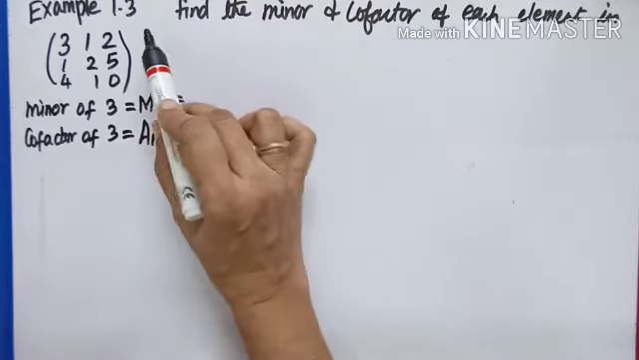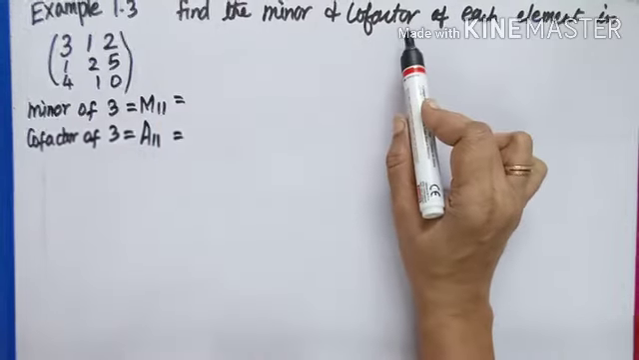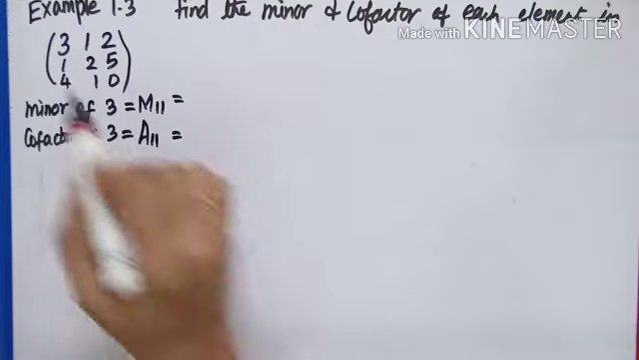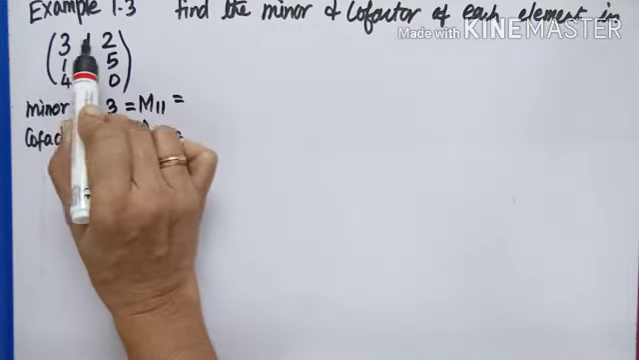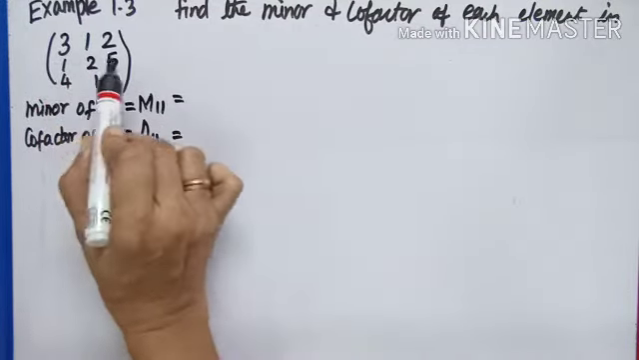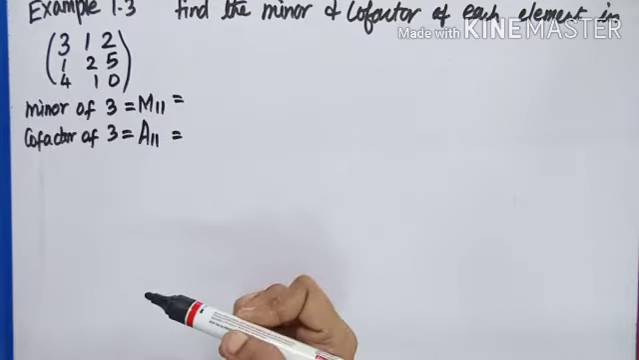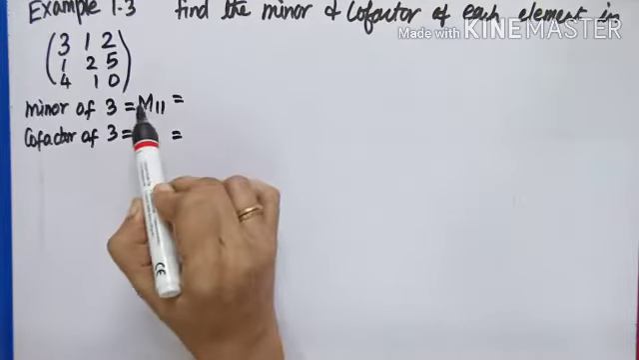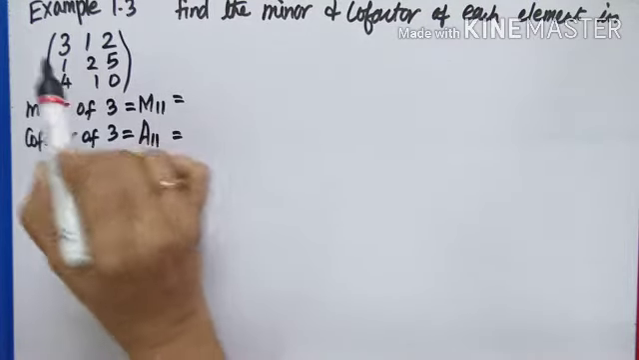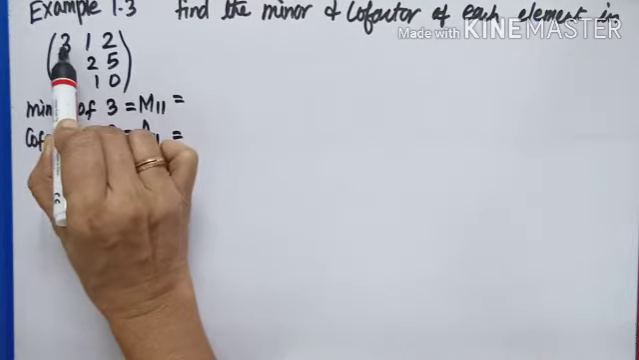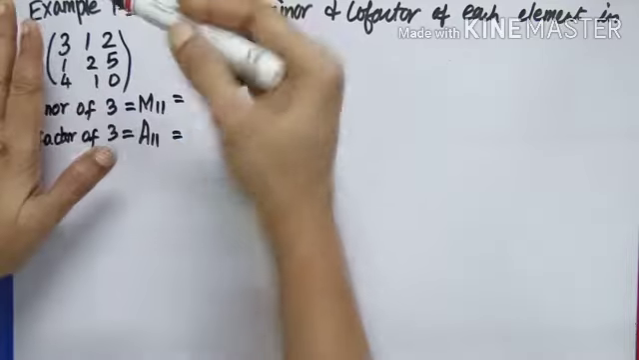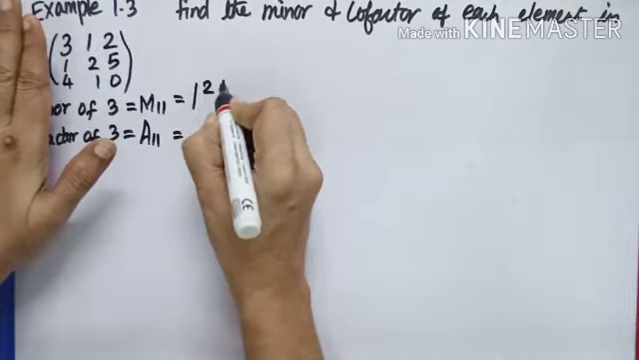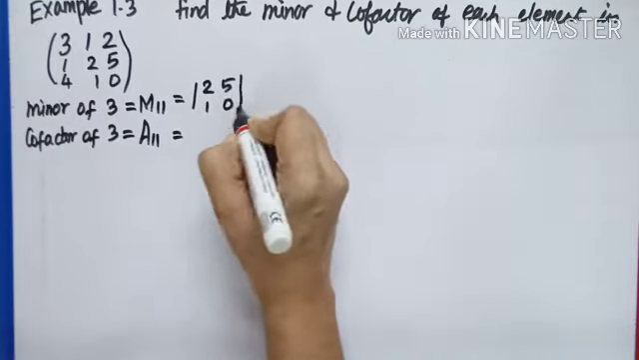Example 1.3. Find the minor and cofactor of each element in this matrix: 3, 1, 2; 1, 2, 5; 4, 1, 0. First, I want to find the minor of M11, which is first row, first column, so 3. Hide the row and column. What is left out? 2, 5, 1, 0.